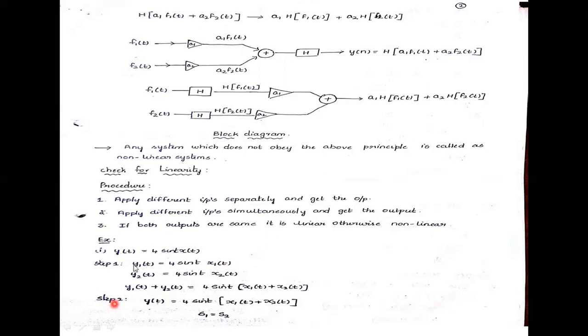And step two is apply the different inputs simultaneously and get the output. So y of t is equal to 4 into sine t, as it directly can take x1 of t plus x2 of t, x of t as having the two signals. Therefore, step 1 and step 2 both are equal. Then we can say the given function y of t is equal to 4 sine t x of t is linear. Okay, my dear students, you can call it as both are equal. It is a linear system.